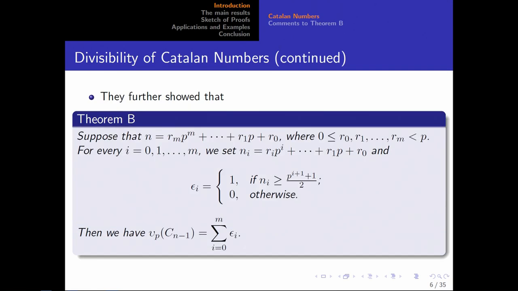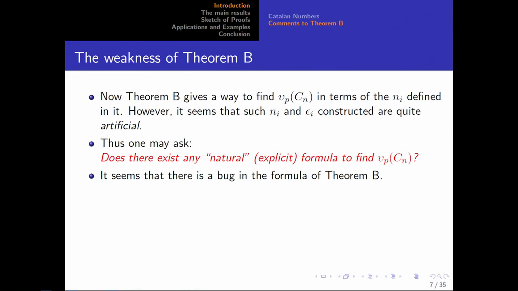Then they further proved this theorem B as follows, and they proved that C(n-1) will be this sum involving this inequality of Ni. However, it seems that these symbols Ni and epsilon i are constructed artificially, so someone may ask whether there exists any natural and explicit formula to find VpCn. Besides, it seems that there is a bug in theorem B.